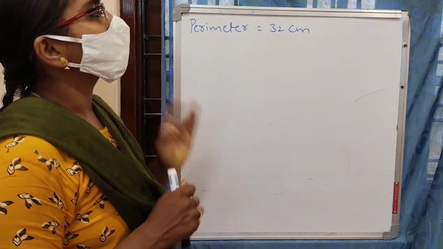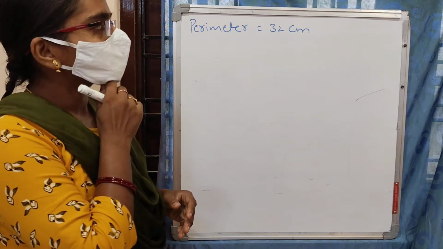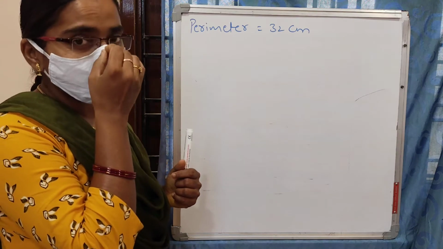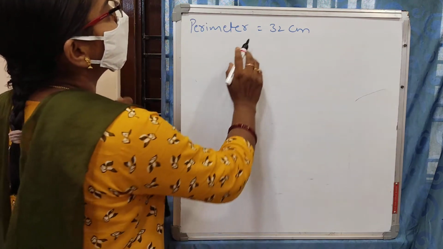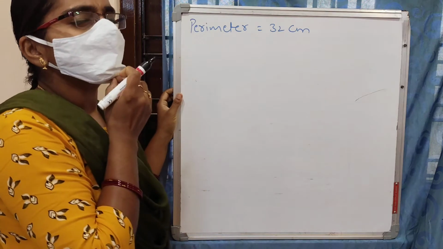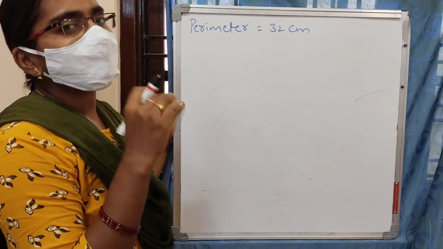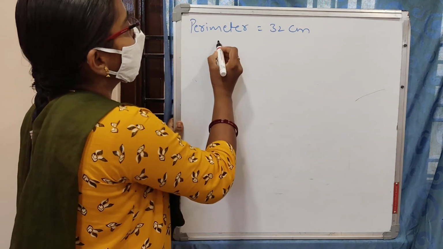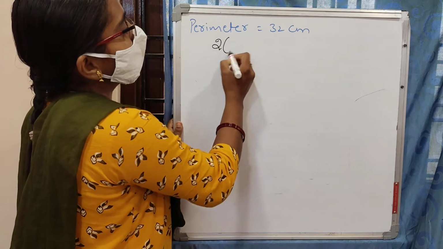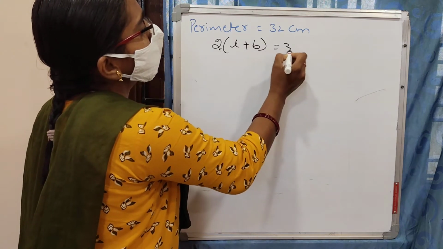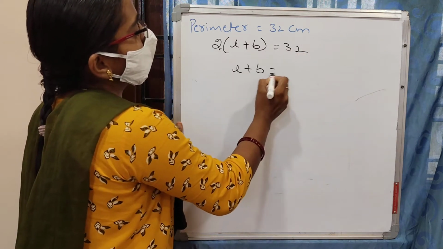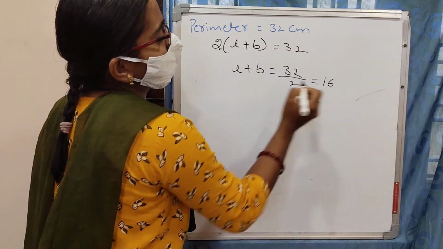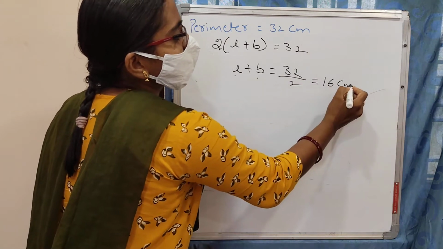Next, the perimeter of a rectangle is 32 centimeters. How many such rectangles can we draw? When the perimeter is 32 centimeters, by the formula 2 into (L plus B) is equal to 32. If we transpose the 2 to the other side, L plus B is 32 by 2, which is 16. So L plus B is 16 centimeters.